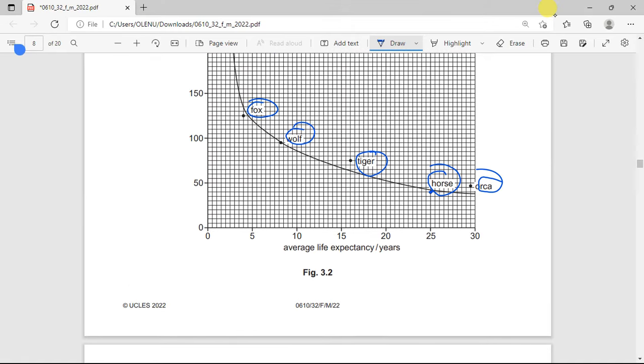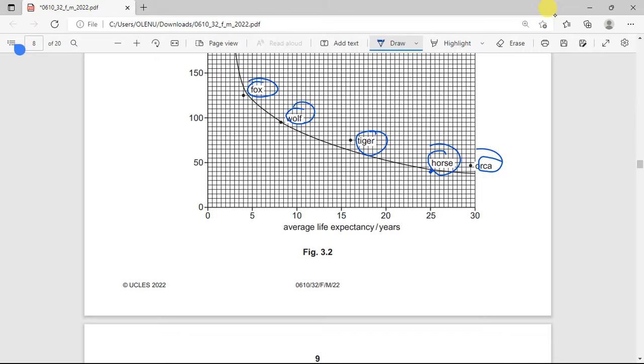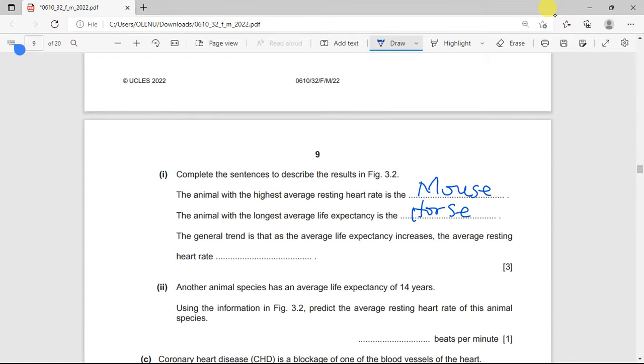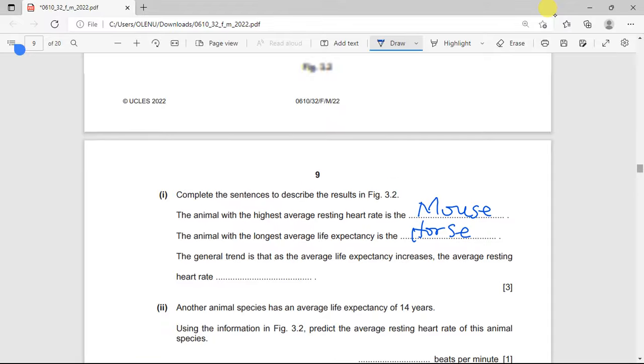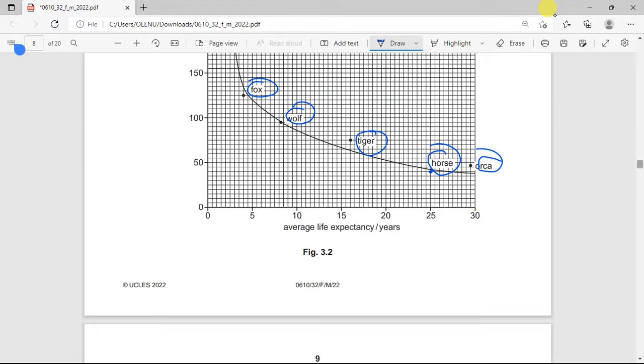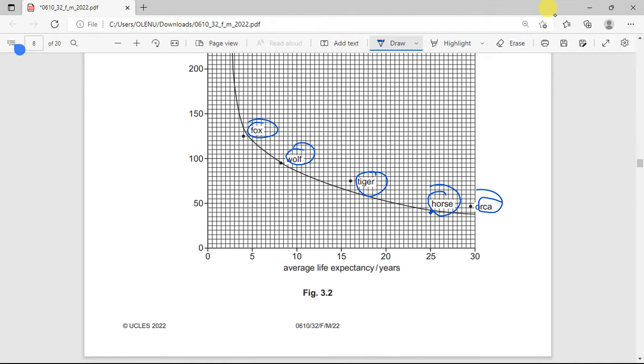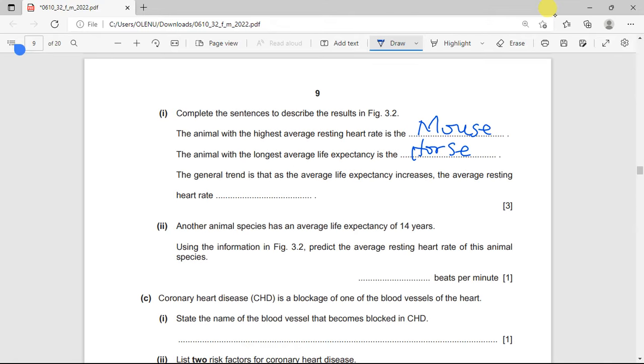If you look at it, hamster, horse, tiger, this is the point. So the horse is lower. Now let's say the general trend is that as the average life expectancy increases, the average resting heart rate will do what? If you look at the heart rate, as life expectancy increases, the average resting heart rate decreases.